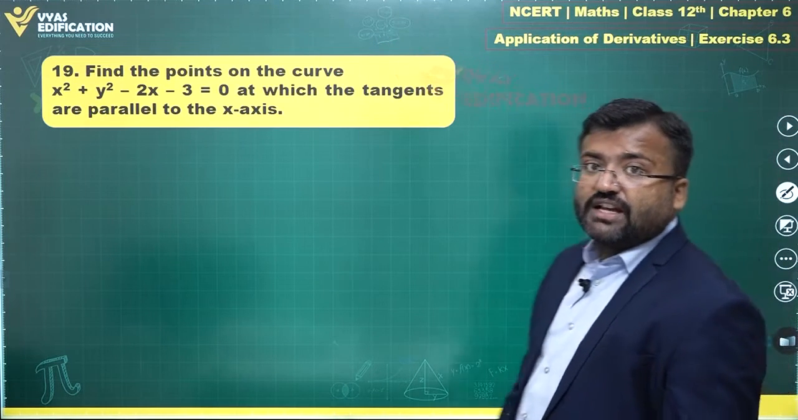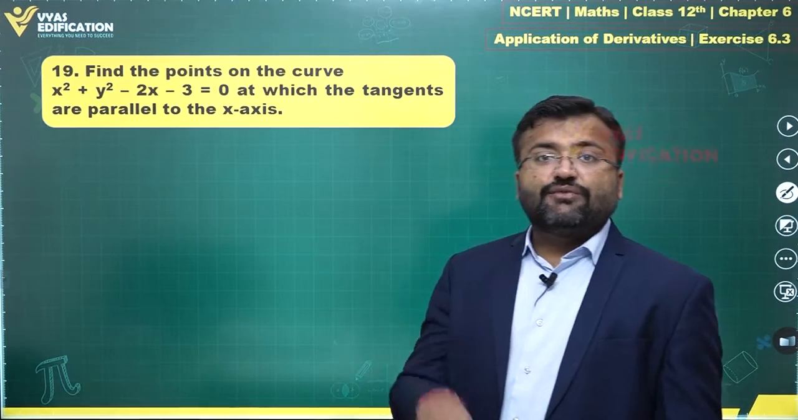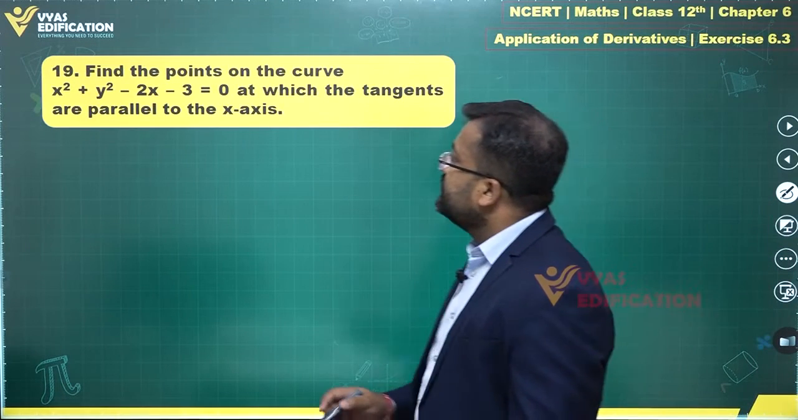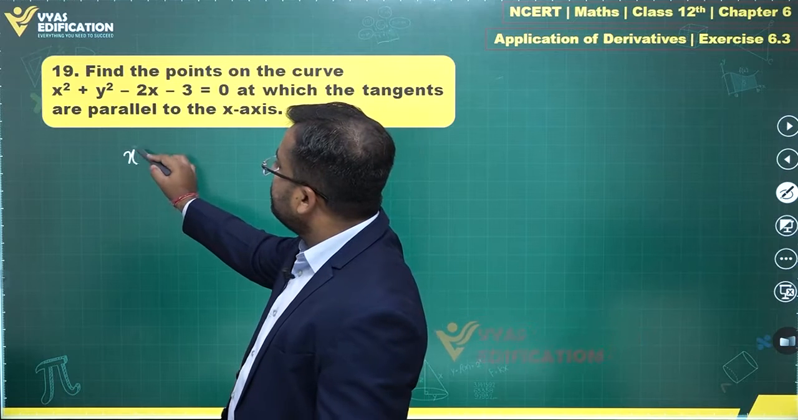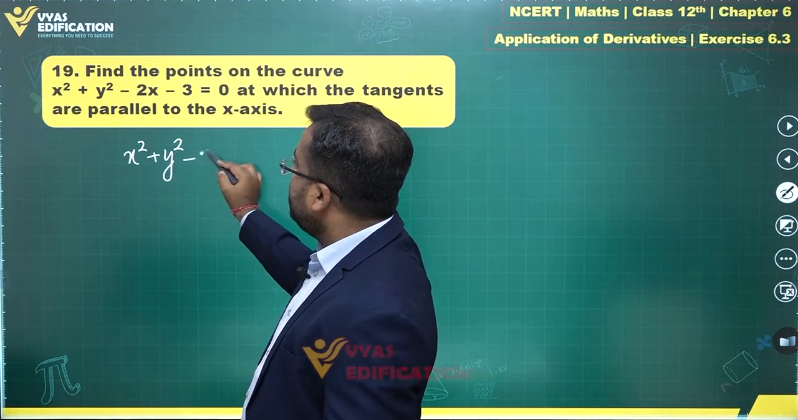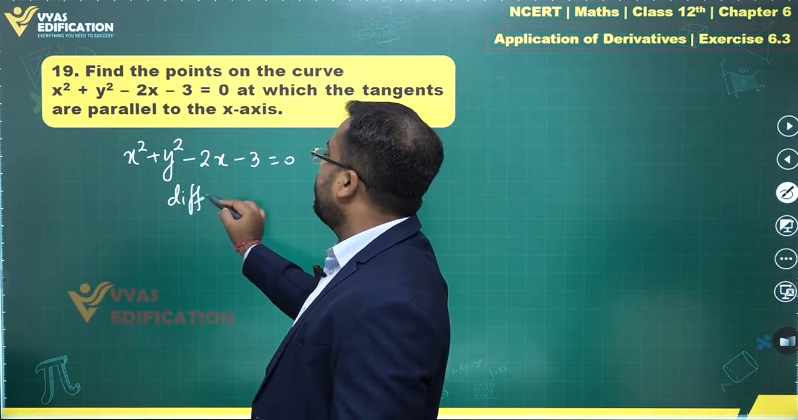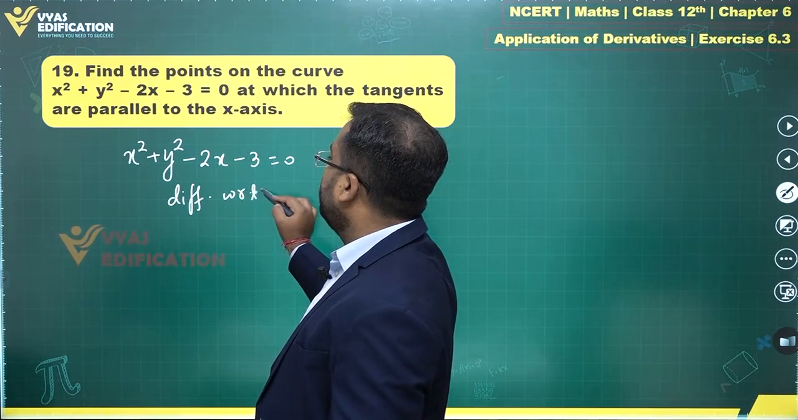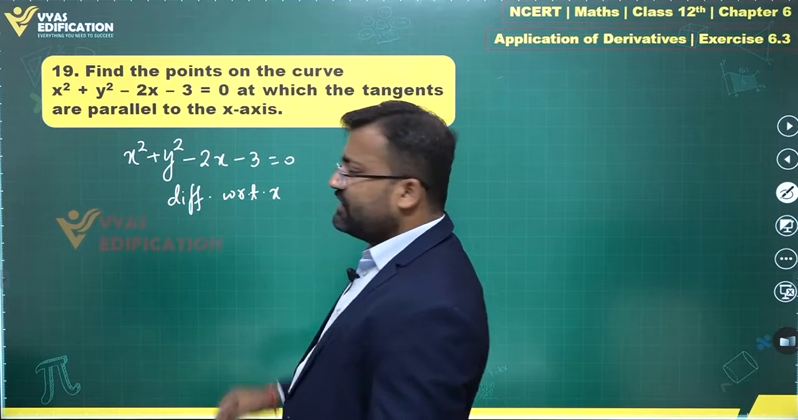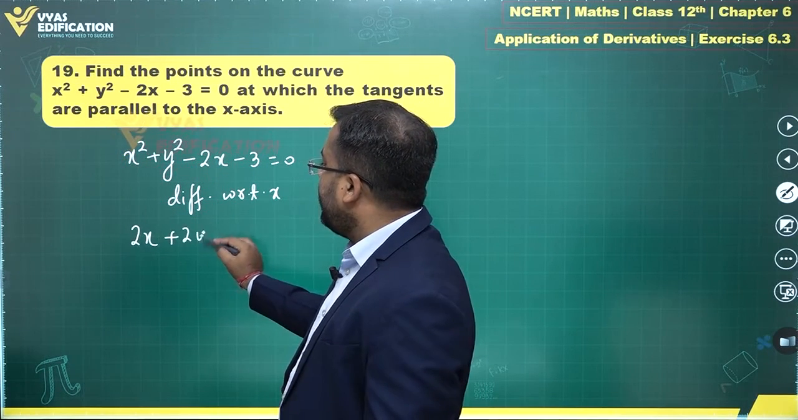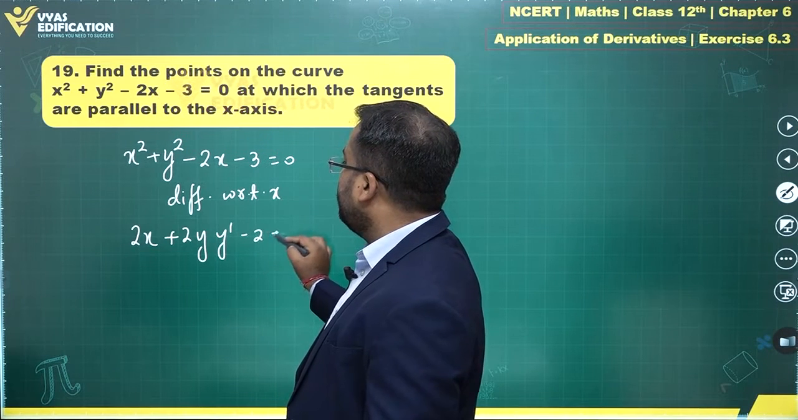Tangents parallel to the x-axis, therefore slope will be 0, and we can solve for that. That's not very difficult. So you have x square plus y square minus 2x minus 3 is equal to 0. Differentiate with respect to x. What does that give me? That tells me that 2x plus 2y y prime minus 2 will be 0.